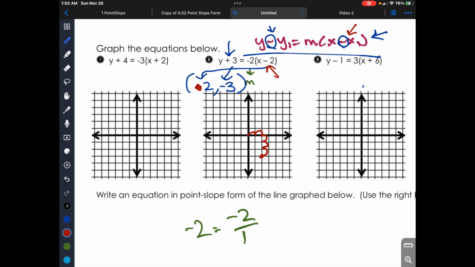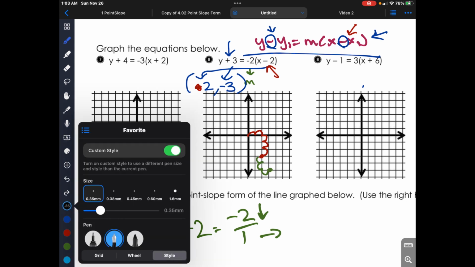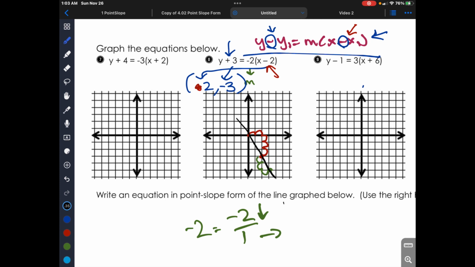Okay? Then I need to do the slope. So -2 means I go down 2 and right 1. So it's 1, 2, and right 1. So it goes like this, and I'm going to connect the lines. And here we go. Okay, that's too dark. I want it thinner. So here we go. There you go.